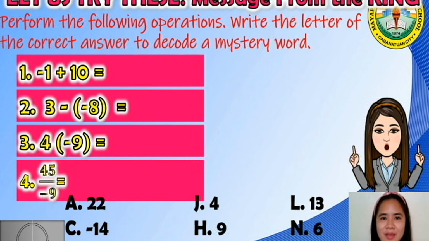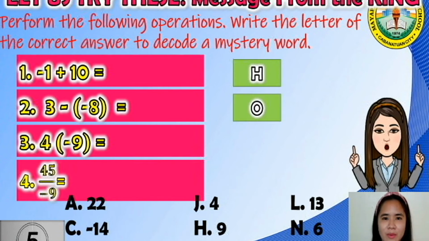What is the mystery word? For number 1, the correct answer is 9. So that is letter H. Number 2, the correct answer is 11. That means letter O. Number 3, negative 36. So that is letter P. And for number 4, the correct answer is negative 5. Therefore, the letter is E. So the mystery word is hope.